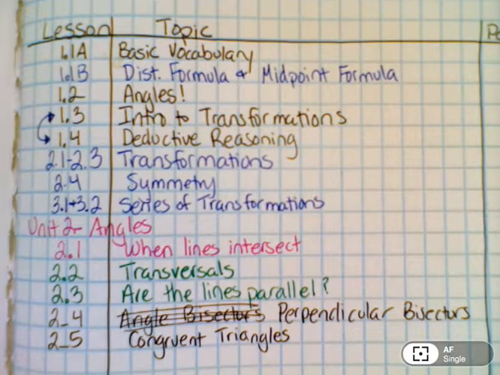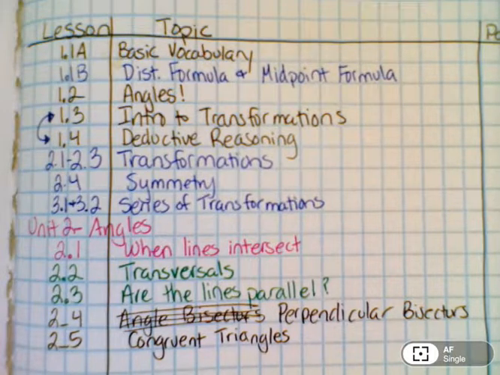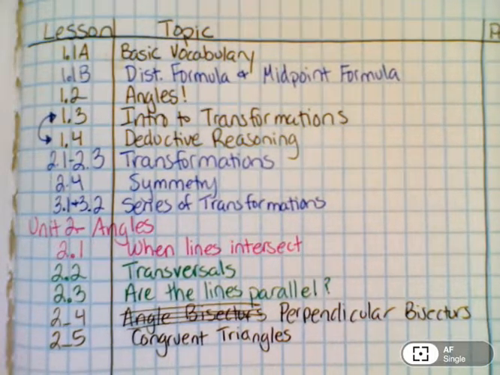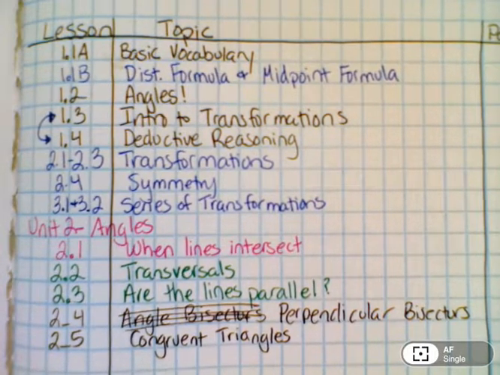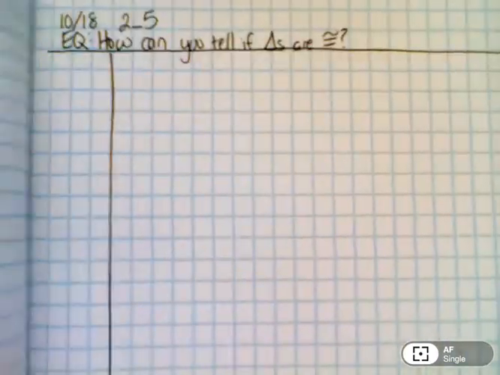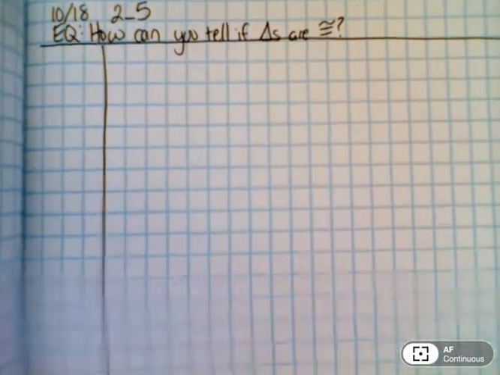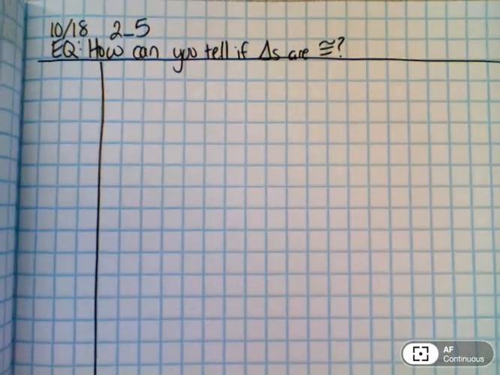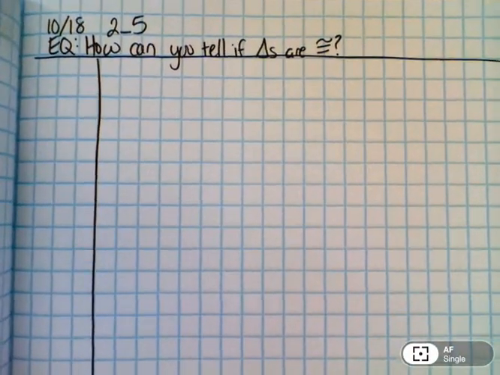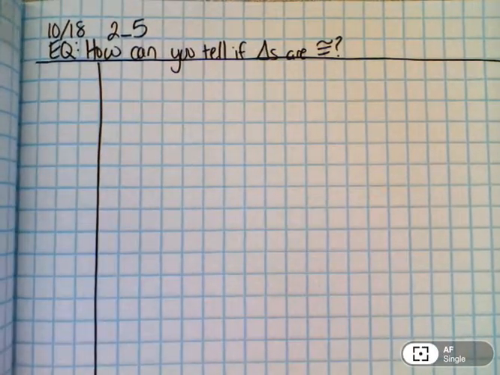We are today doing Unit 2, Lesson 5, which is congruent triangles. So please fill out your table of contents, pause if you need to, and then find a new page. And again, go ahead and pause if you need to, but write today's date at the top, and then Unit 2, Lesson 5. And the essential question today is, how can you tell if two triangles are congruent?